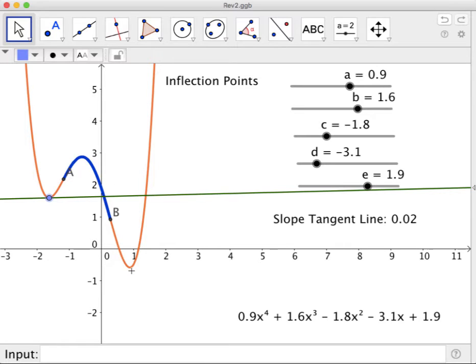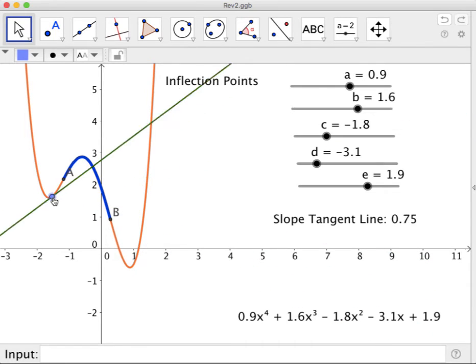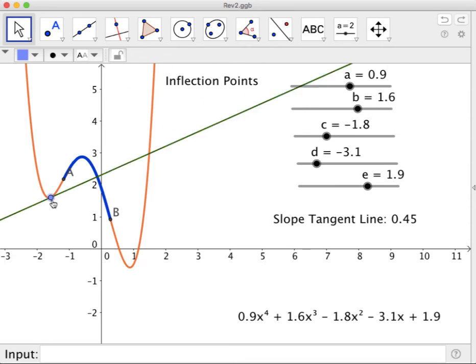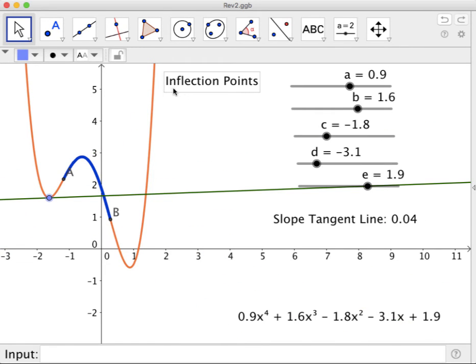But these points are different from the inflection points, because these are not the points where the slope of the tangent is going to go from increasing to decreasing or decreasing to increasing. It's where we're going to find a local or absolute minimum or maximum for the value of the function. So it's important to be able to distinguish between inflection points and local maximum and minimum points.